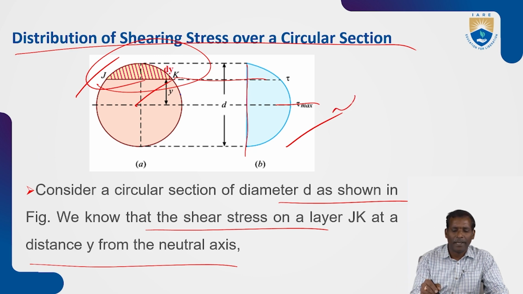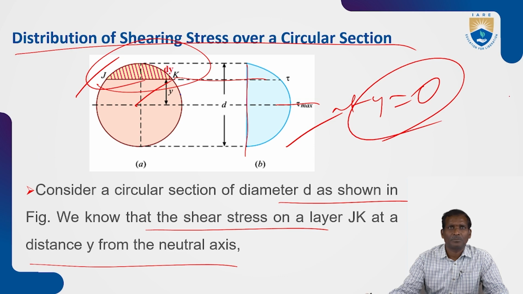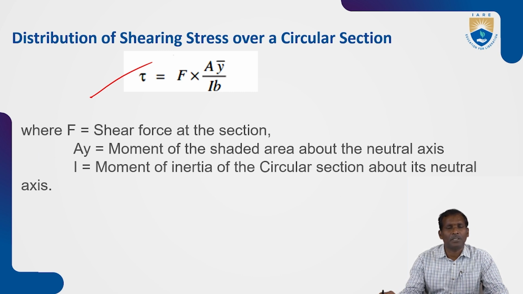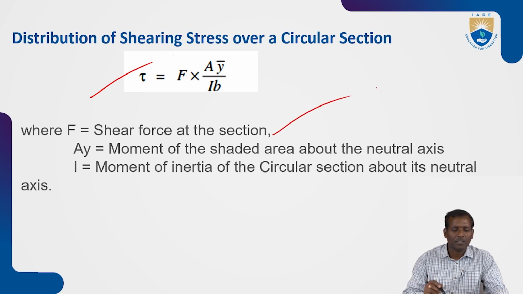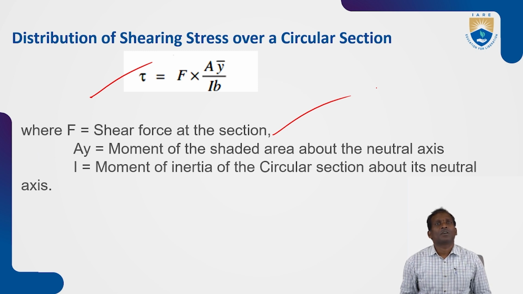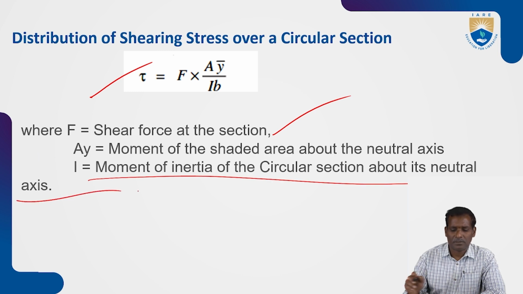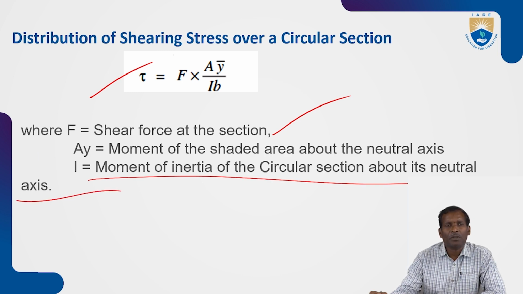Set this point at y is equal to 0. You know that the shear stress on layer JK at a distance y from the neutral axis is given by F into A y bar by I b. Here A y bar is the moment of the shaded area about the neutral axis, F is the shear force at the section, and I is the moment of inertia of the circular section about its neutral axis.